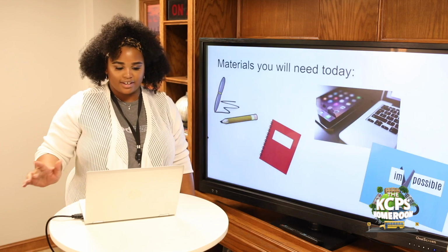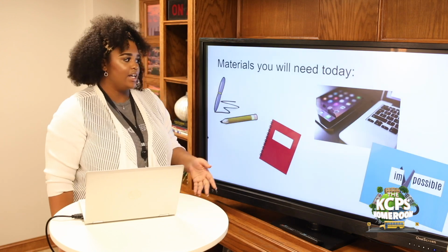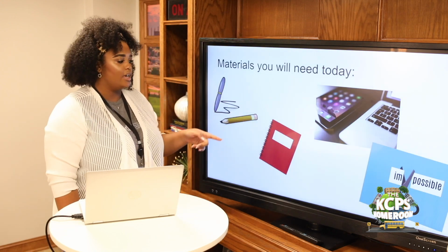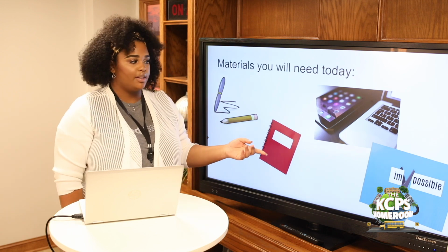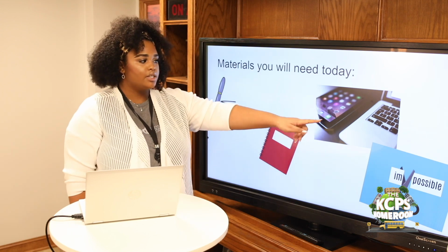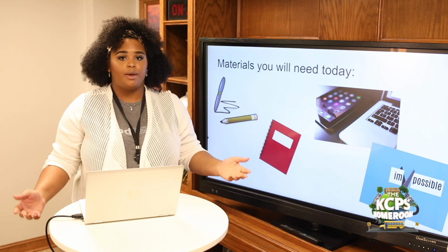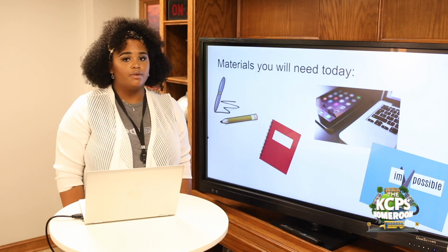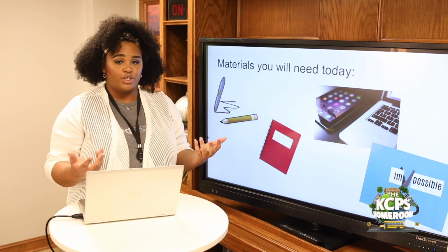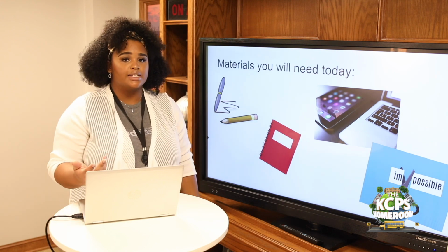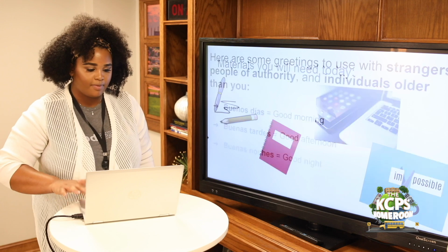today. Materials that you're going to need for today, number 1 is a pen or pencil. Number 2, you're going to need a notebook to write these notes down. Number 3 is going to be either a phone or a desktop. And number 4, you're going to need a positive attitude, okay? Because language is something that is a journey. So it's going to take some practice, but that's what we're here for.